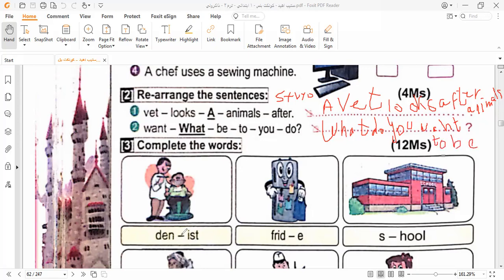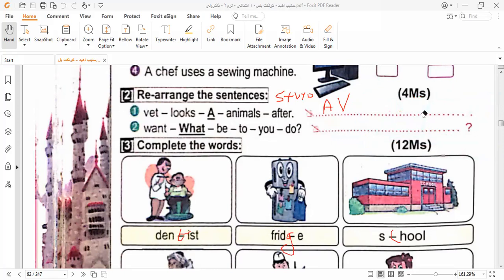We have here dentist, fridge, school. I will leave the rest to do as homework. As we told you before, we must keep the vocabulary very well to answer the questions of unscramble words and missing letters. Let's go to another activity.